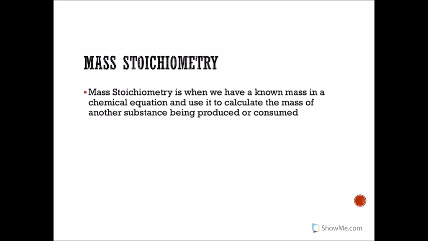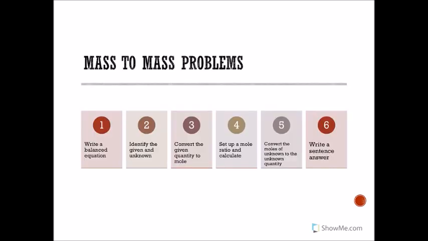Mass-to-mass stoichiometry is when we have a known mass in a chemical equation and use it to calculate the mass of another substance being produced or consumed. So our steps are exactly the same as 2.6 notes. We write a balanced chemical equation, identify the given and unknown, convert the given quantity to moles, set up a mole ratio, and calculate. Convert the moles of the unknown to the unknown quantity, and we finish our answer, writing a sentence answer to the appropriate significant figures and units.